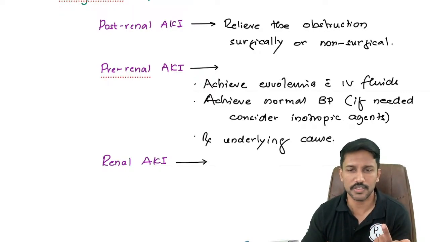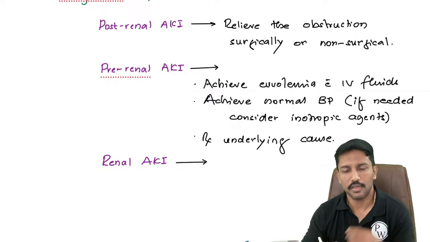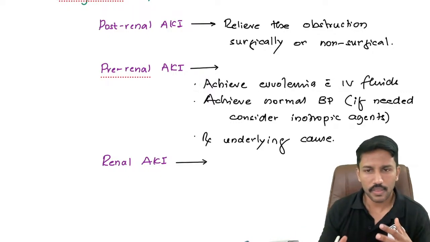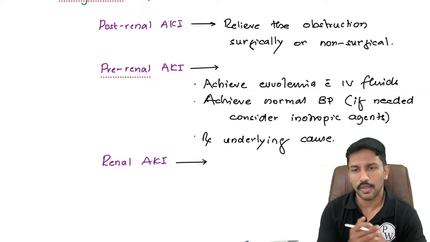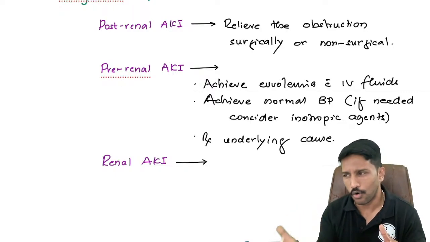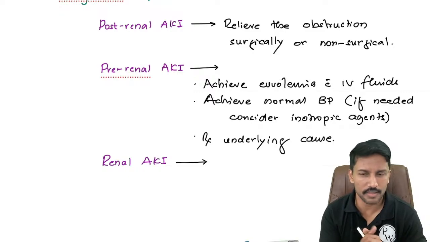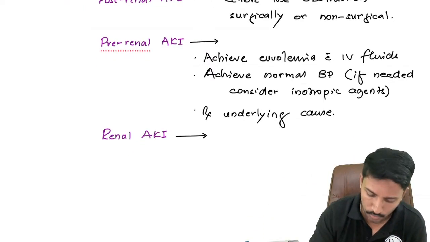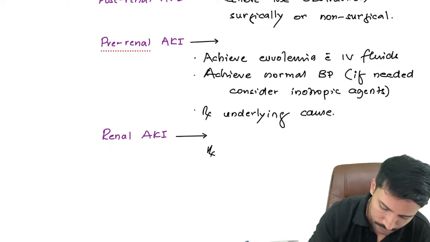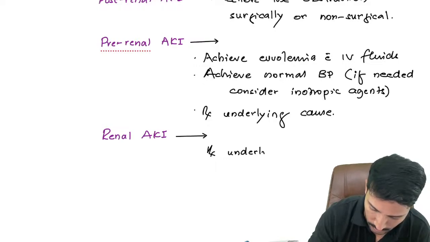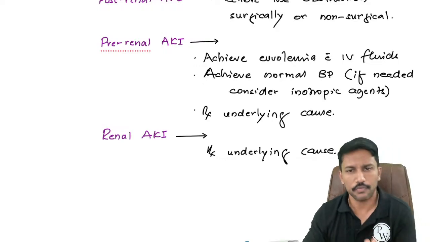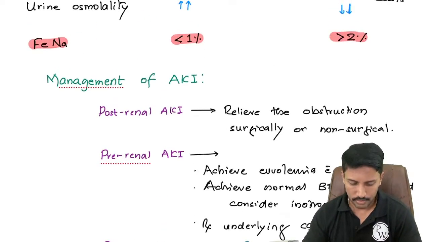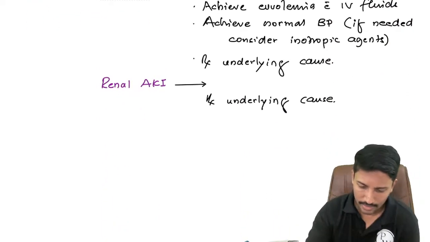For example, if it is PSGN, nothing specific needs to be done, right? It's just the supportive care. If it is, let us say, drug induced, we need to withdraw the drugs. If it is autoimmune causes for the glomerulonephritis, then immunosuppressants. That is how we are going to treat, right? So treat the underlying cause. If it is acute interstitial nephritis caused by drugs, withdraw the drugs. Okay, so this is about the management of AKI.